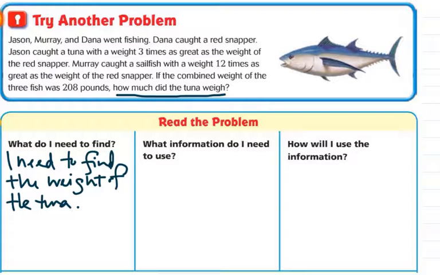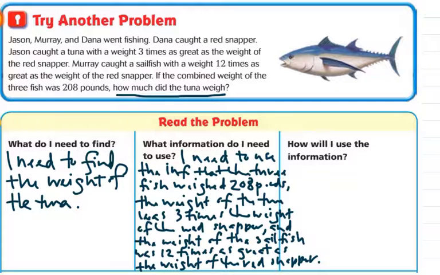So next, I'm going to go on to the next part of our graphic organizer, which is what information do I need to use? So boys and girls, follow with me carefully here, and if you need to pause and replay this anytime, you can. I filled in this box a little bit before you, and then I'm going to read it to you. So it says, I need to use the information that the 3 fish weighed 208 pounds. The weight of the tuna was 3 times as the weight of the red snapper, and the weight of the sailfish was 12 times as great as the weight of the red snapper.